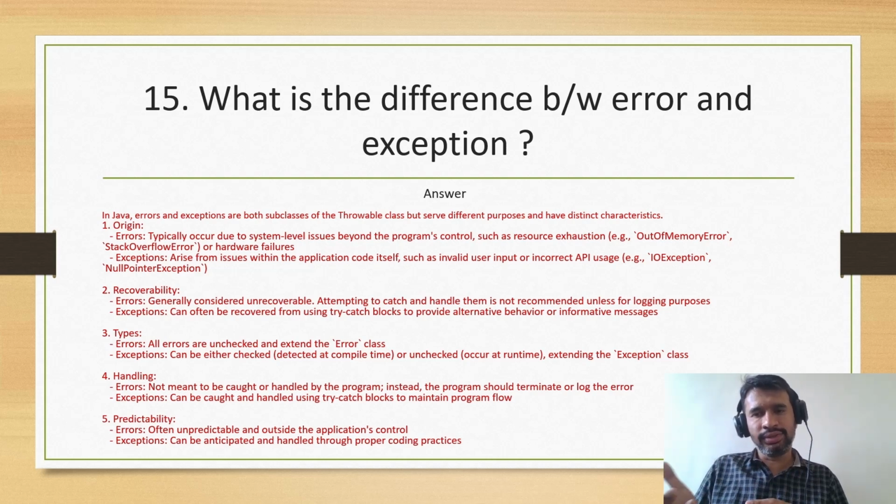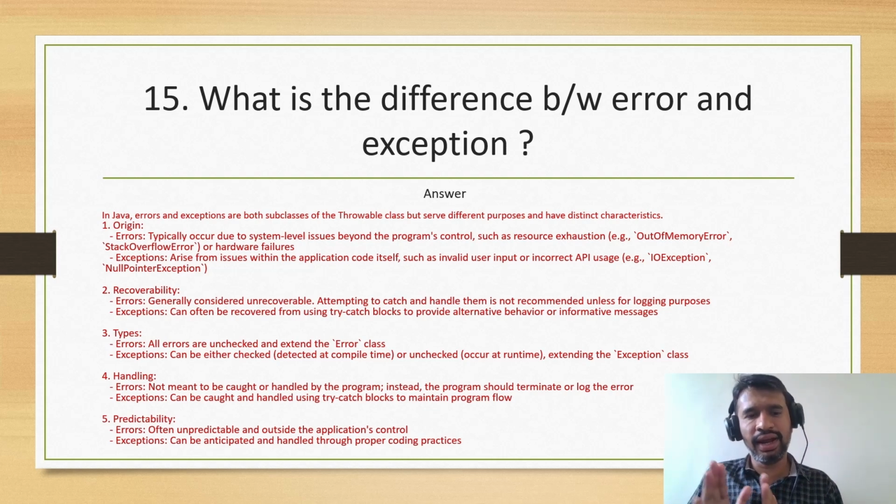In case of unchecked also, we can predict. For example, ArrayIndexOutOfBounds. We can have proper checks to avoid that. So I hope you understood the difference between error and exceptions here.